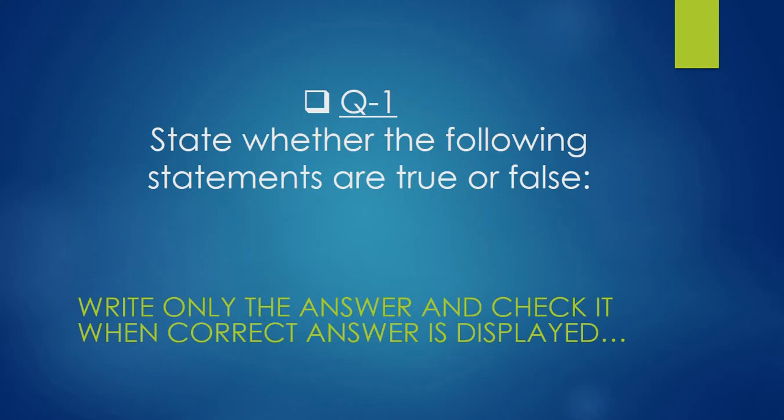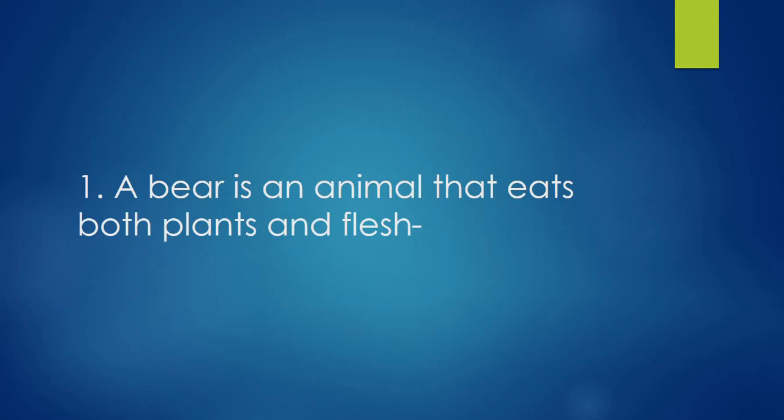Okay, so let's get started. Number 1. A bear is an animal that eats both plants and flesh. Write whether it is true or false, and then check your answers quickly. A bear is an animal that eats both plants and flesh. Okay, so please write whether it is true or false.